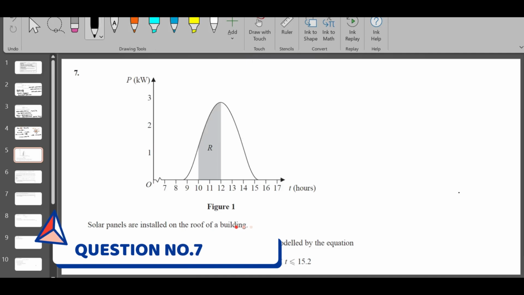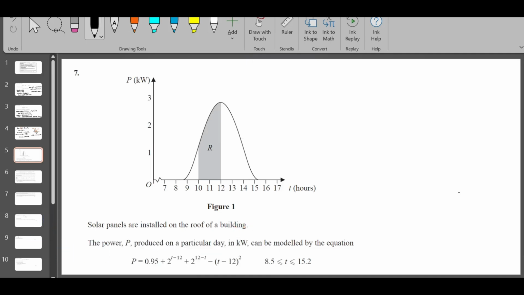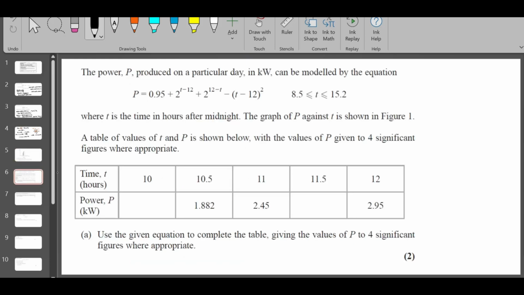Question number 7. We have a diagram given. Solar panels are installed on the roof of a building. The power P produced on a particular day in kilowatts can be modeled by this equation, where T is between 8.5 and 15.2 and T is the time in hours after midnight. The graph of P against T is shown there.